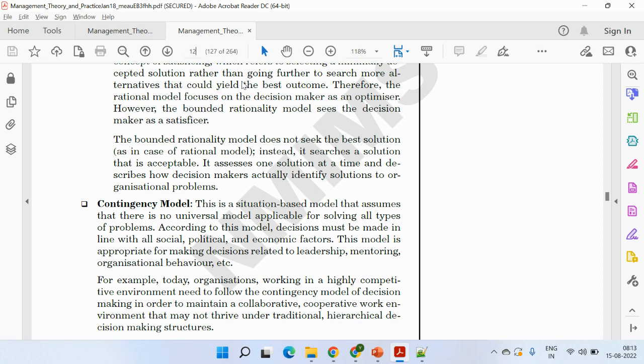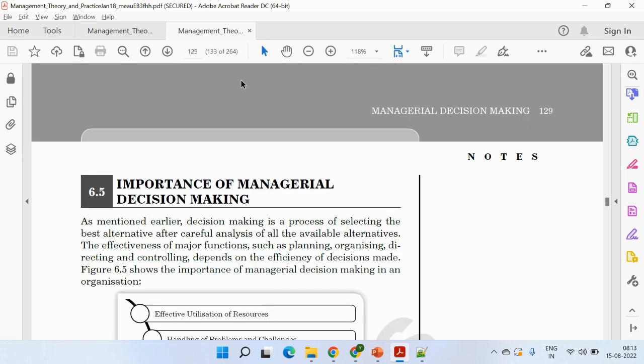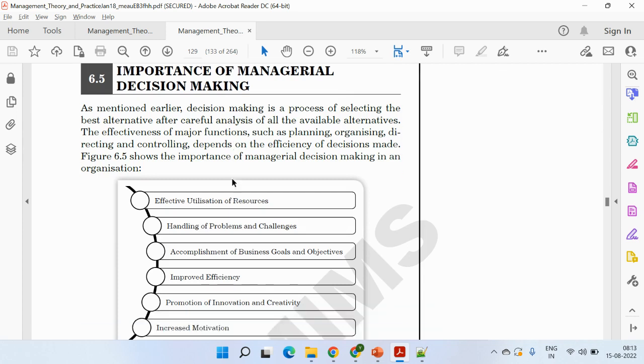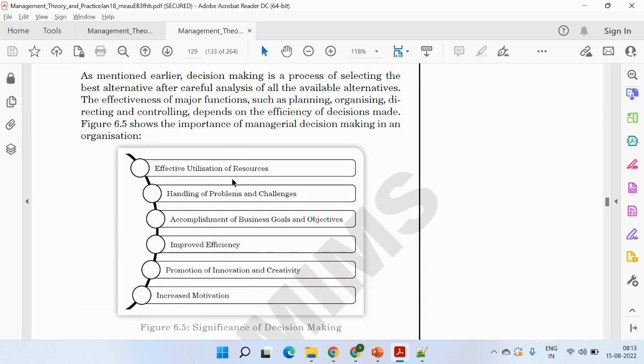And last but not the least, definitely, if you are having a lack of words, or you are having just 500 or 600 words, and you just want to increase the length of the answer, you can just add these pointers: importance of managerial decision making, where you are mentioning the effective utilization of resources, handling of problems and situations, accomplishment of business goals and objectives, improved efficiency, promotion of innovation and creativity, increased motivation. So these are the certain things which you can mention in the importance of decision making.